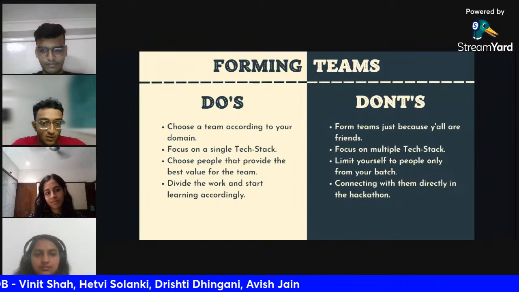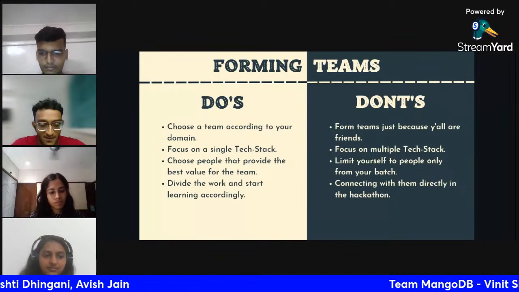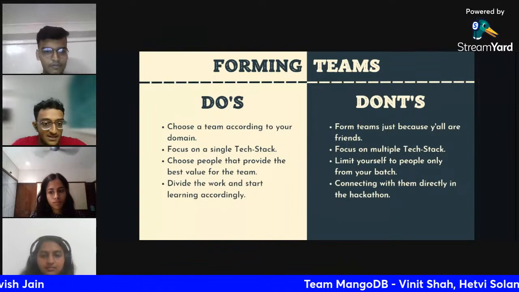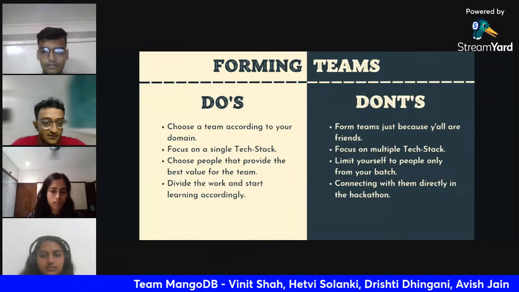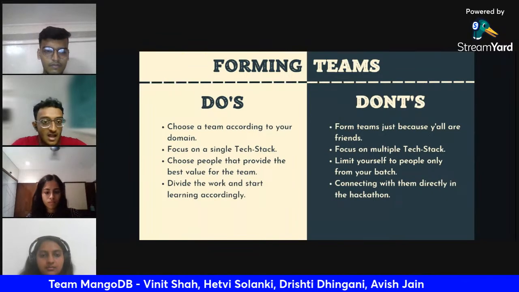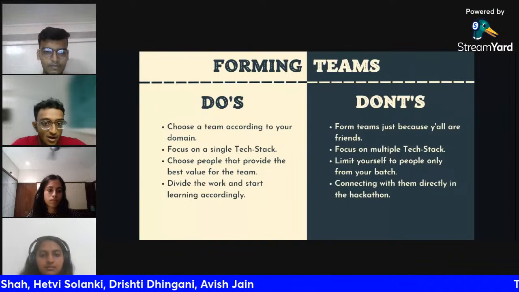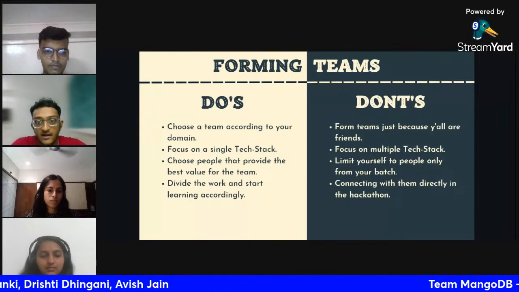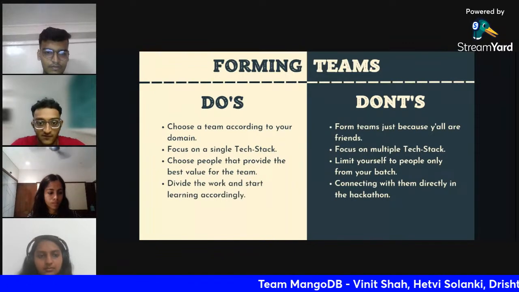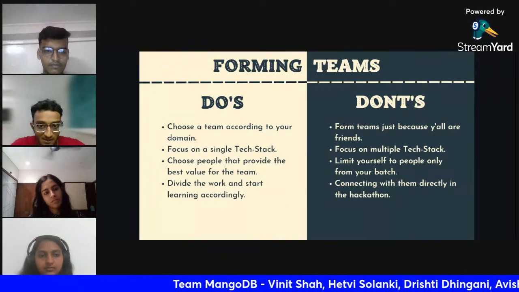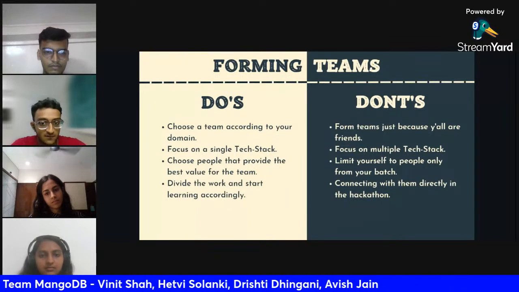Choose people that provide the best value for the team. You have to take the people that provide the best value, and divide the work and start learning accordingly. If you want to form teams within your friends, you can divide the work among your friends. Like I will do front end, you will do back end. You can divide that and start learning accordingly. And yeah, you don't have to form teams just because you're friends. You don't have to focus on multiple tech stacks. You don't have to limit yourself to people from your batch.